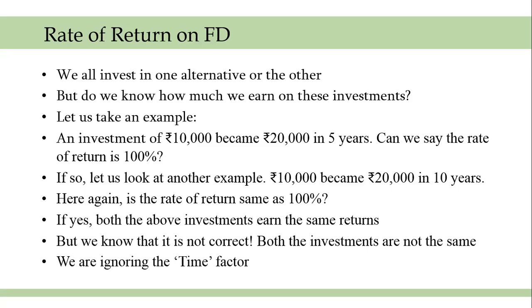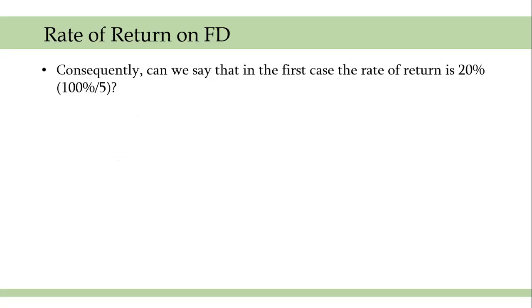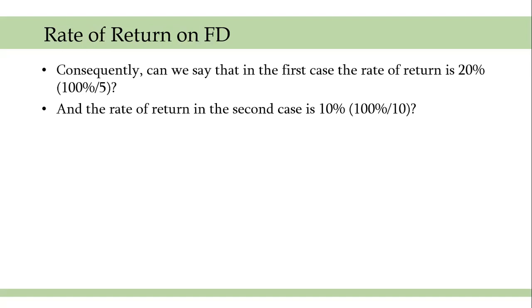What is the mistake we are making? We are ignoring the time factor here. Our first investment was for 5 years and the second one was for 10 years. Consequently, can we say that in the first case, the rate of return is 20% per annum, that is 100% spread over a 5-year period, and the rate of return in the second case is 10%, which is 100% spread over a 10-year period?